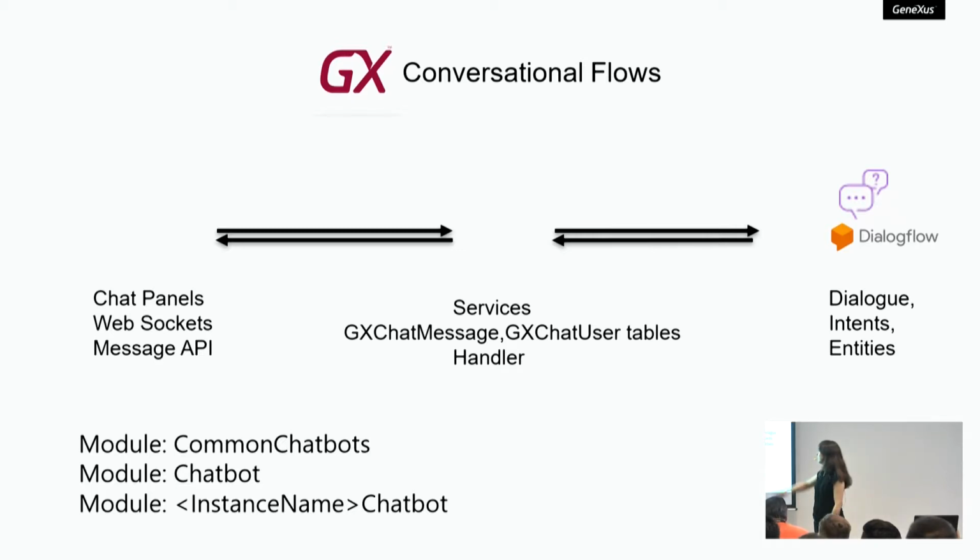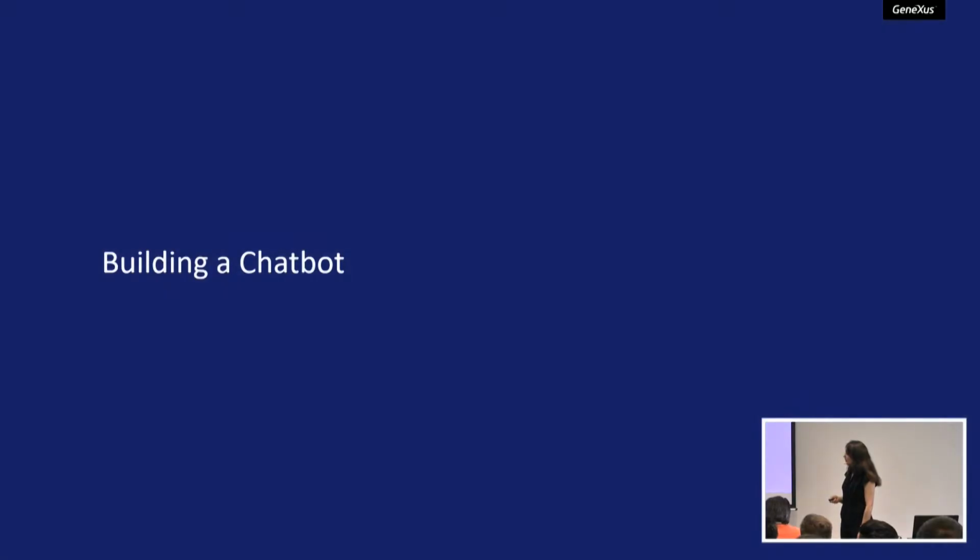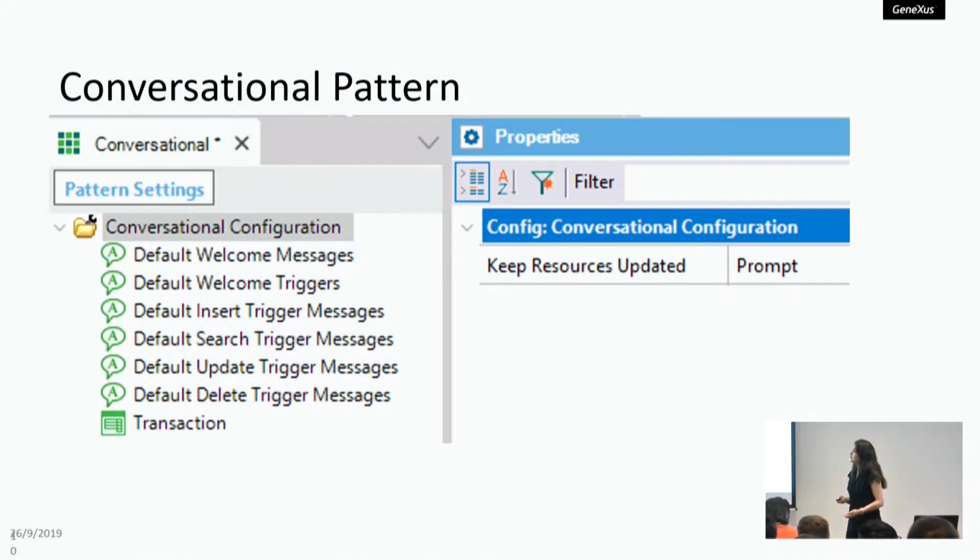And on the provider side, the generation of the data in the provider is also automatic, whether it's the dialogue, the intent, or the entities. So what do we have in GeneXus? What do we have to do?